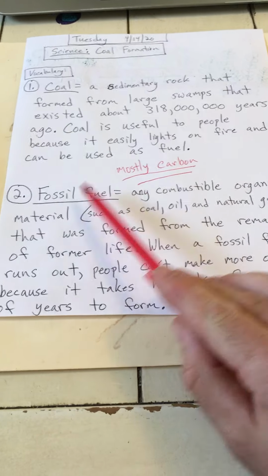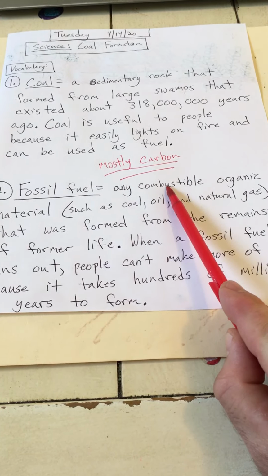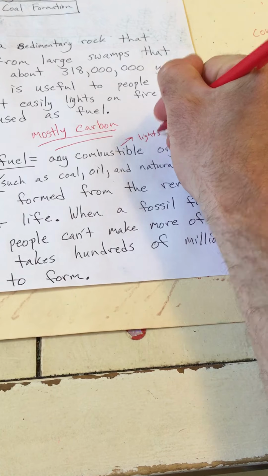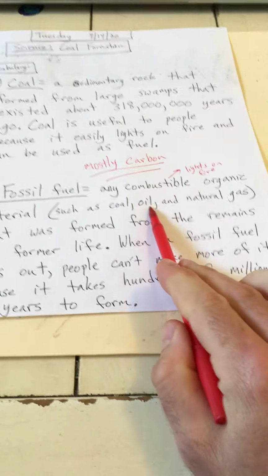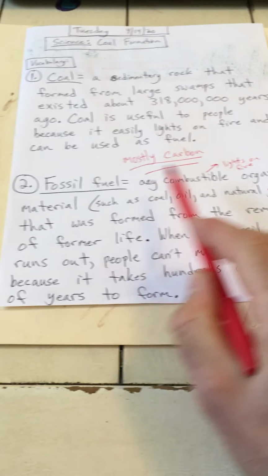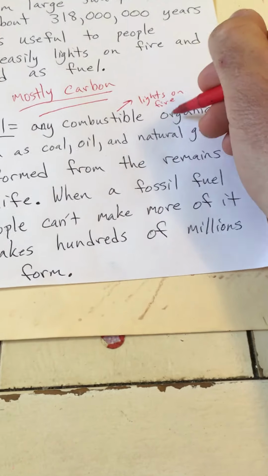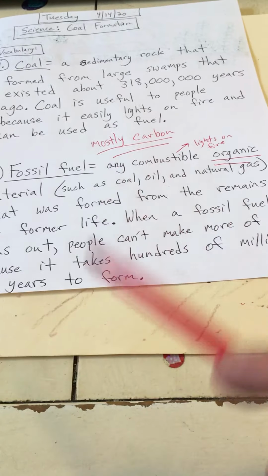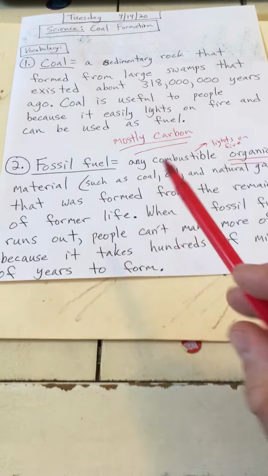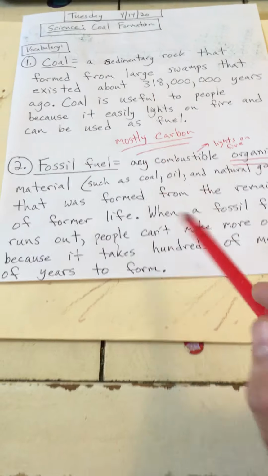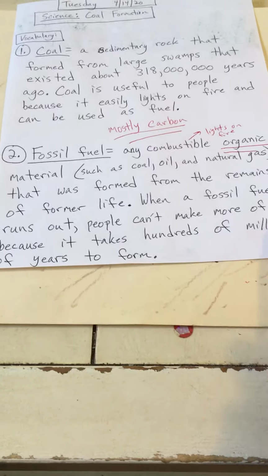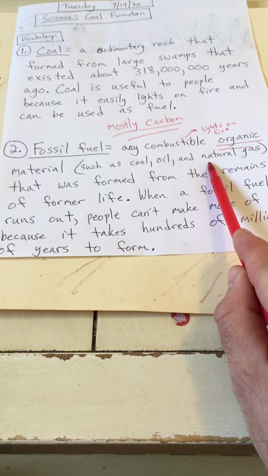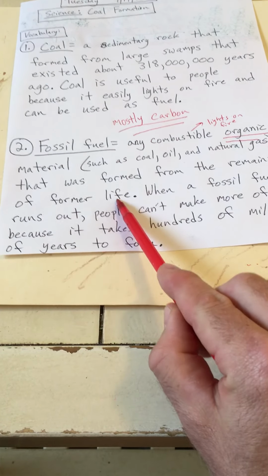Number 2 is fossil fuel. A fossil fuel is any combustible organic material. Combustible means that it lights on fire. So any fuel that is combustible, it's organic material, which we've learned before. Organic matter are things that used to be alive. That's why it's a little different than the other rocks we've been learning about, because those were inorganic. They were never, ever alive. Coal is an organic material. It was at one point alive. So let's rewind. Fossil fuel: any combustible organic material such as coal, oil, and natural gas that was formed from the remains of former life.